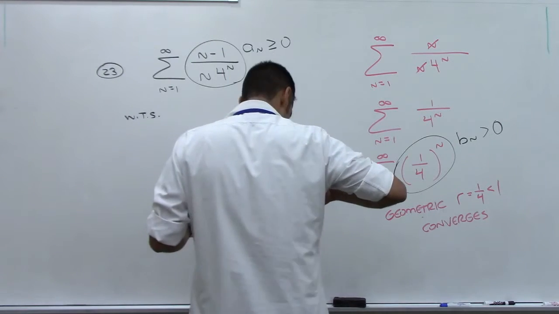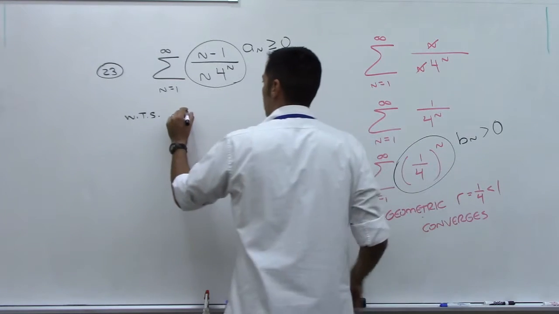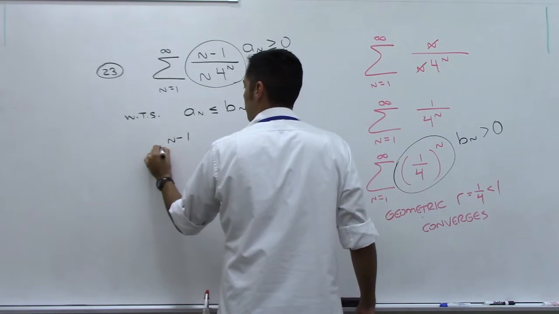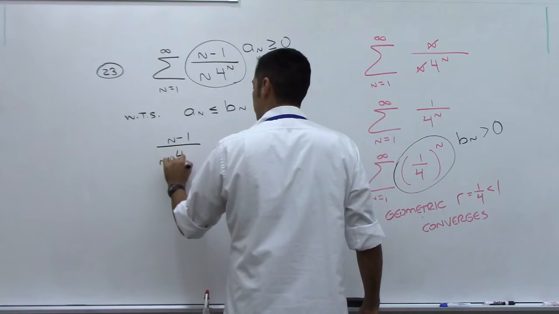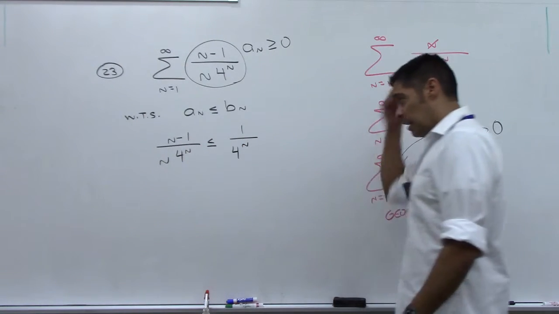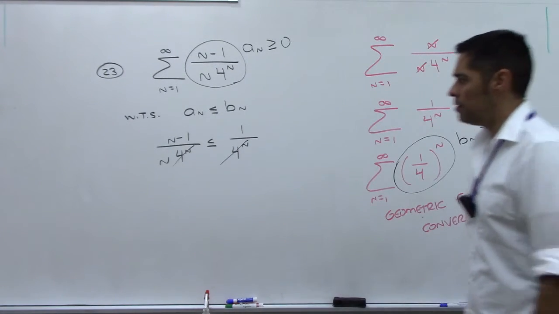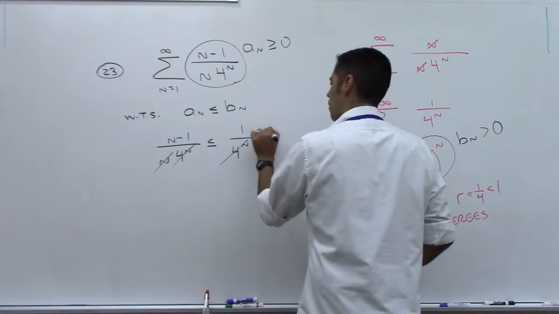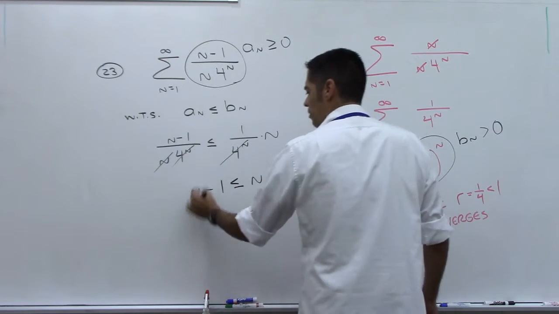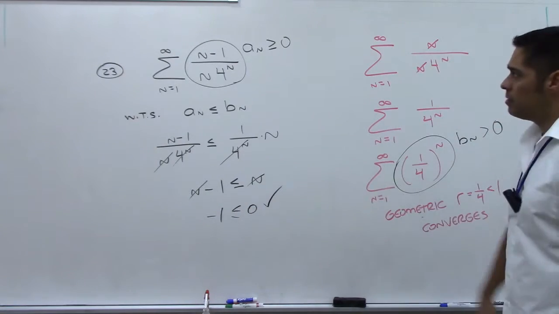So I'm going to try my inequality a sub n less than or equal to b sub n. So I want (n minus 1) over n 4 to the n to be less than or equal to 1 over 4 to the n. Let's multiply both sides by 4 to the n. Let's multiply both sides by n. And we get n minus 1 less than or equal to n. Subtract n on both sides. We get negative 1 is less than or equal to 0. That's true. So this holds.